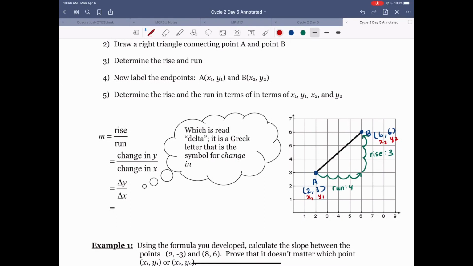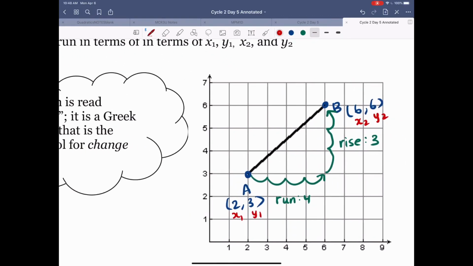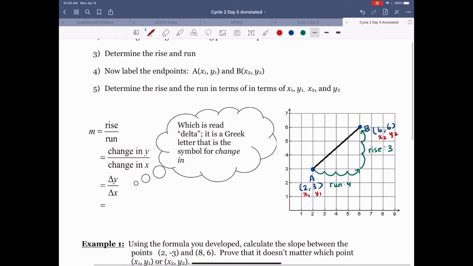All right, determine the rise and run in terms of x1, y1, and x2, y2. If you notice, when we're finding the slope, we're looking at how much my line rose and ran by, right? And we're comparing that. If we're looking at the y values, it went up by 3. And when we're comparing the x values, we went right by 4. And so exactly what slope is, we're doing rise over run. We're comparing the rise over run, so we're doing rise divided by run.